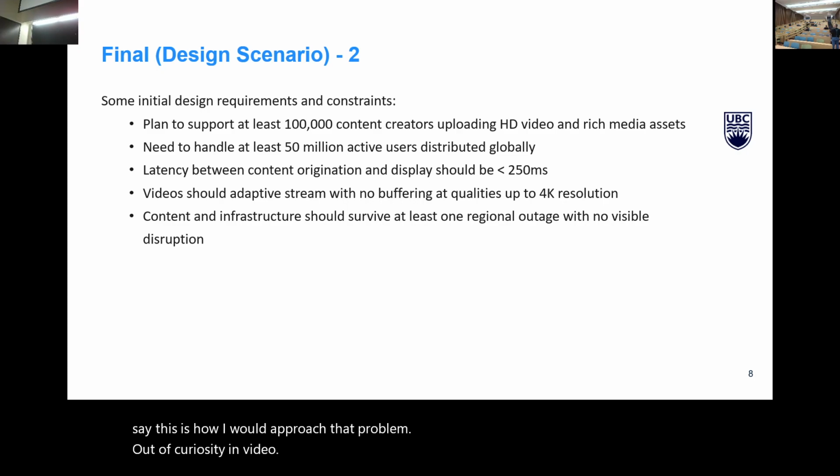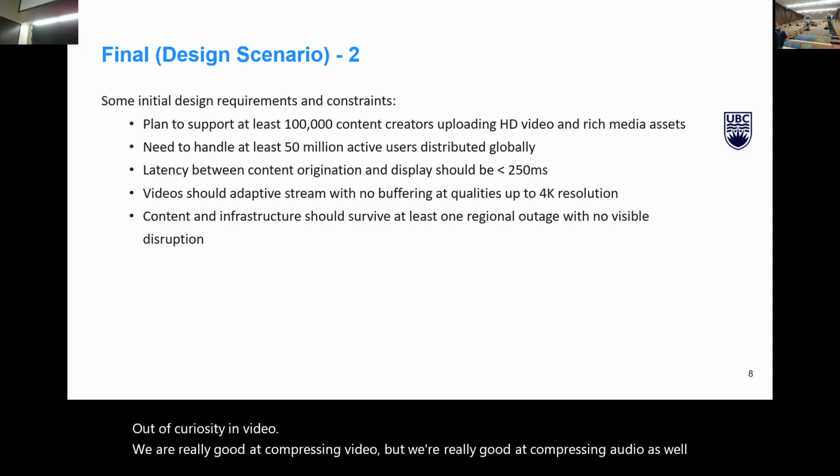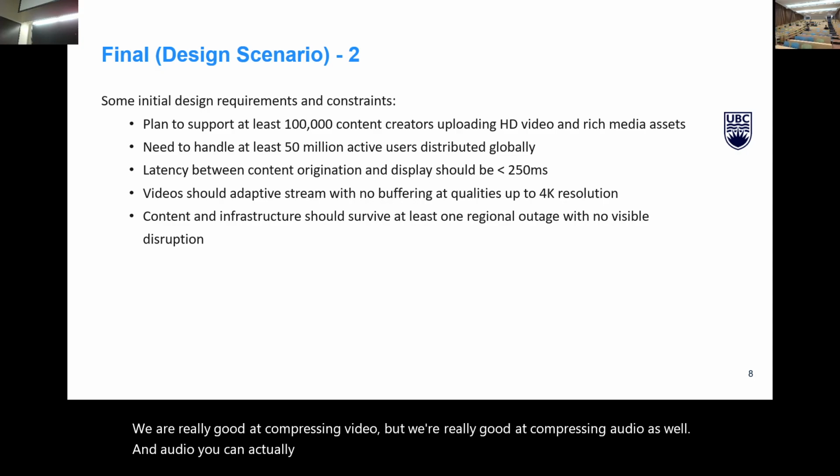About 1,000 to 1. I mean, it's huge. Audio, we are really good at compressing video, but we're really good at compressing audio as well. And audio, you can actually clip. You can do lossy audio. You can clip at about 3,000 hertz, and most people cannot really tell the difference.